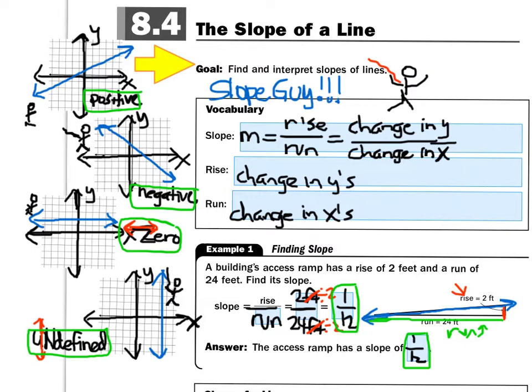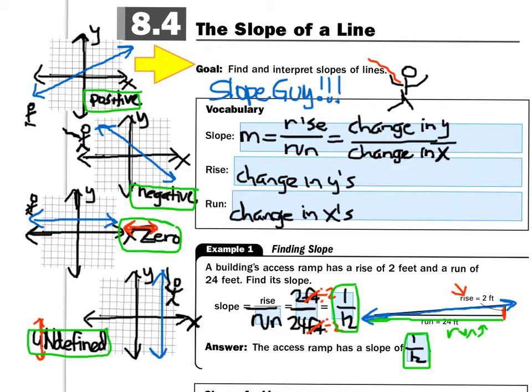Okay, and then right here, I want you to draw on your X and Y coordinate plane. I want you to use your blue and draw a line going down like this. So if I'm slope guy right here and I run into this line, I'm going to have to go down, down, down, down, down. And so this would be what we call a negative slope.